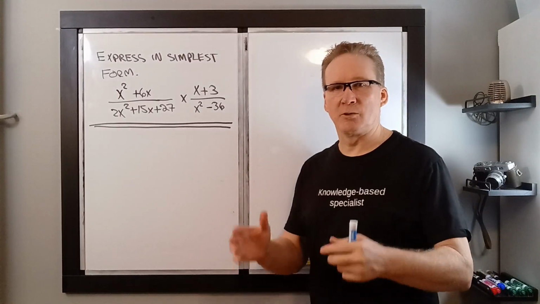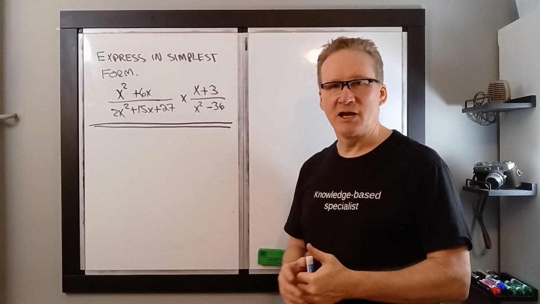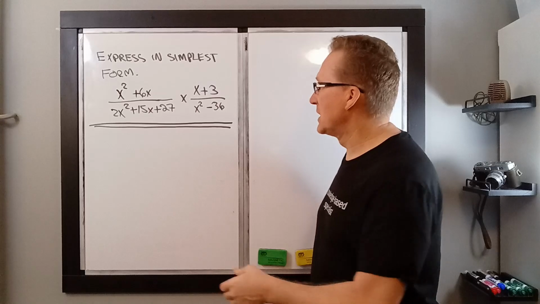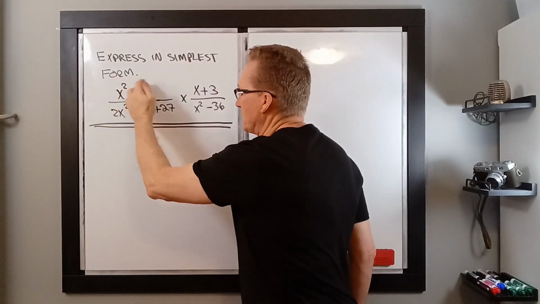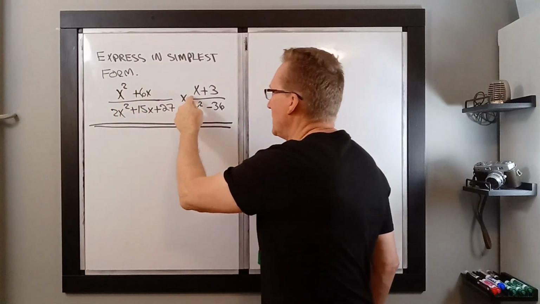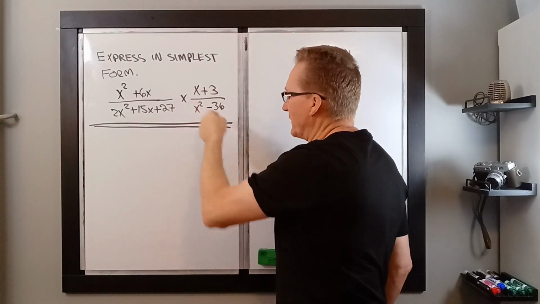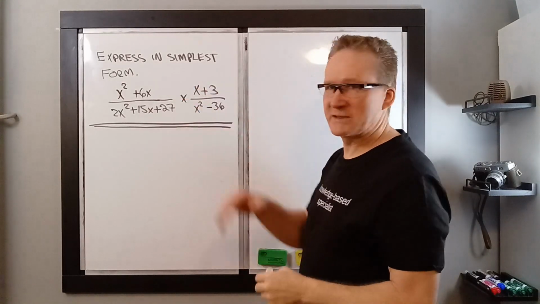Welcome back to our review of possible exam questions for rational expressions. Here we have a rational expression, which is one polynomial divided by another one, and that's times another polynomial divided by another one. They want us to express this in simplest form.